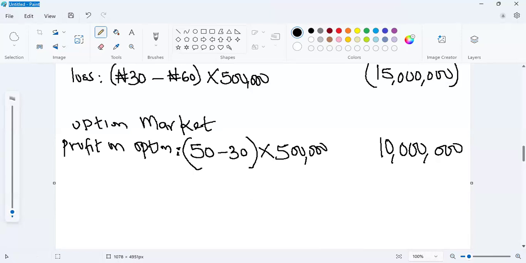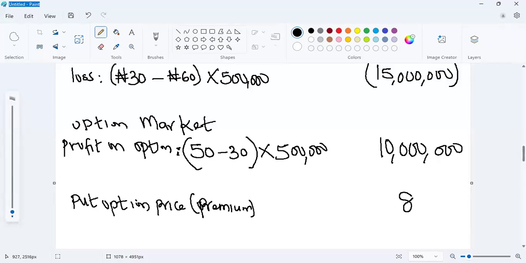You now introduce the put option premium. That is the cost of obtaining the option. We call it the put option price or premium. We calculated the put option premium to be 855,000. This premium must be paid whether you exercise your rights or not.